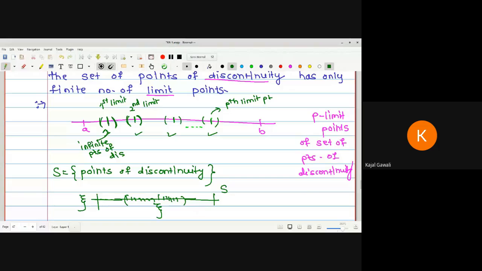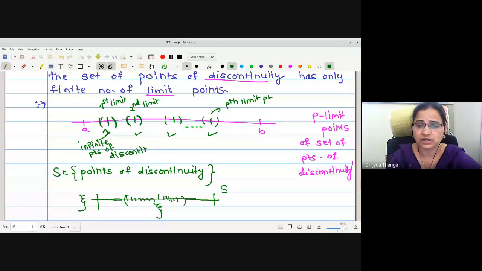Infinite points of discontinuity, correct. Means first subinterval contains infinite points of discontinuity. Second interval contains infinite number of discontinuity. Third also contains infinite discontinuity. Last also contains infinite. Then how many points of discontinuity remain outside these intervals? Probably there is no point of discontinuity. Probably there is no point or finite points.